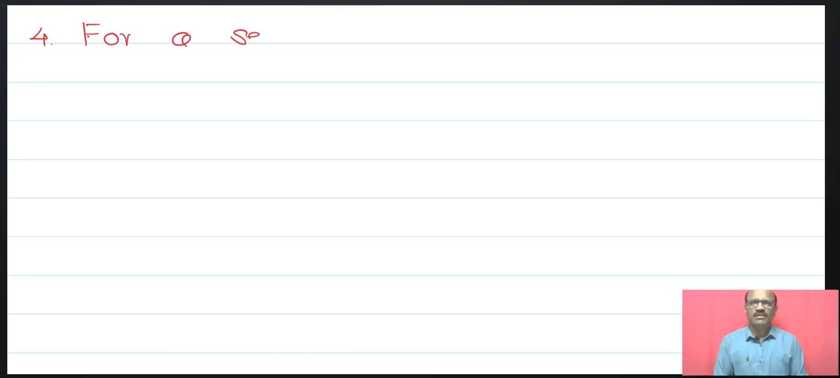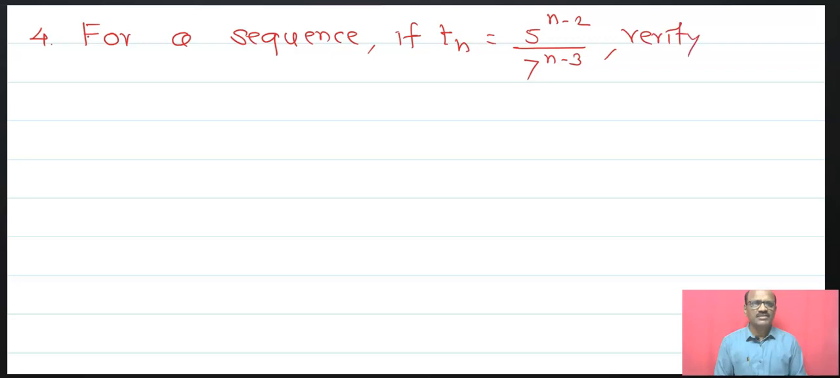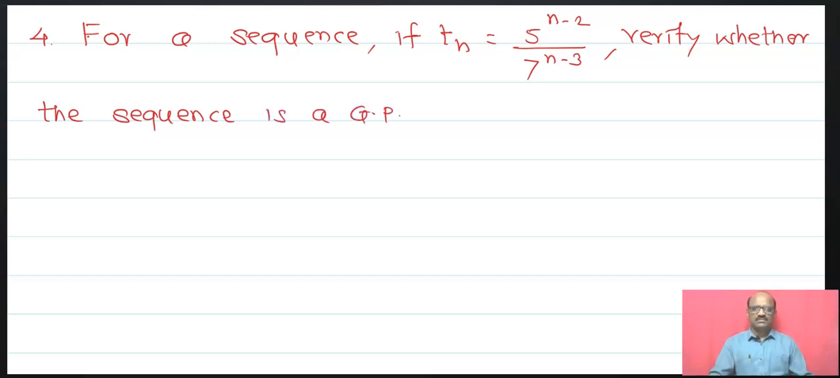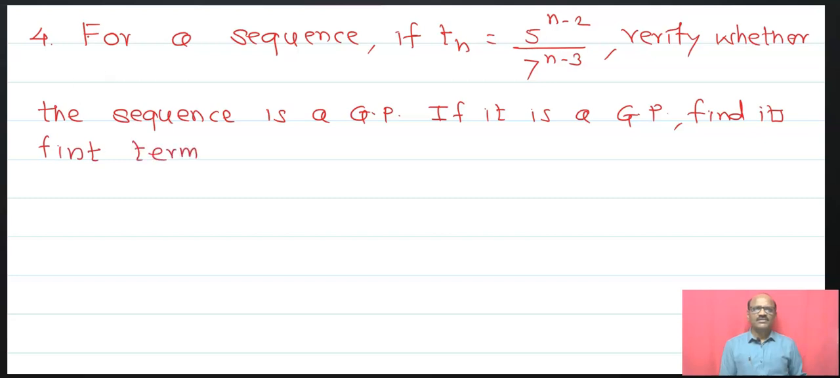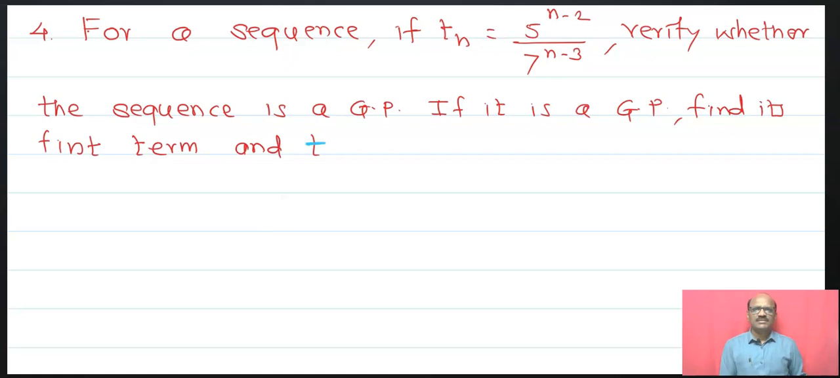Example number 4. For a sequence, if Tn is equal to 5 raised to n minus 2 upon 7 raised to n minus 3. Verify whether the sequence is GP. If it is GP, find its first term and the common ratio.